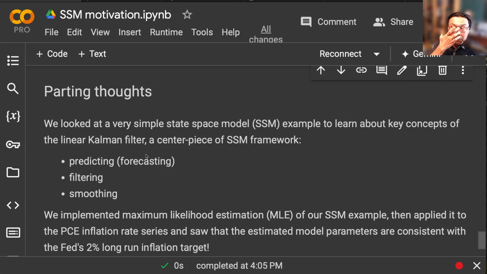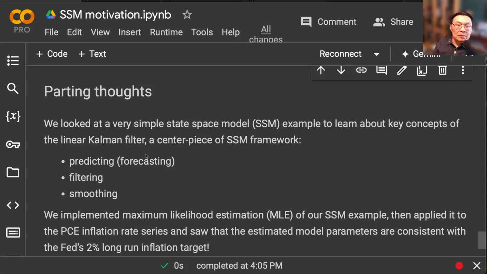Now we're done with this introduction, so I will summarize what we've learned in this lesson. We looked at a very simple state space model example, and we've learned a few key concepts of this technique, which has as its centerpiece a Kalman filter. We learned that the Kalman filter has concepts related to it called predicting and filtering. So the Kalman filter does prediction and filtering. There's another facility called the Kalman smoother, which does smoothing, right?